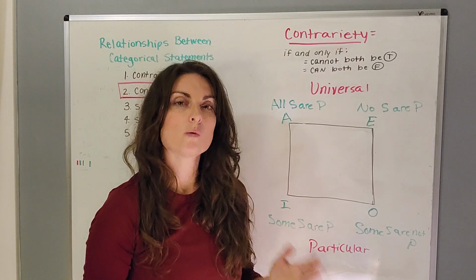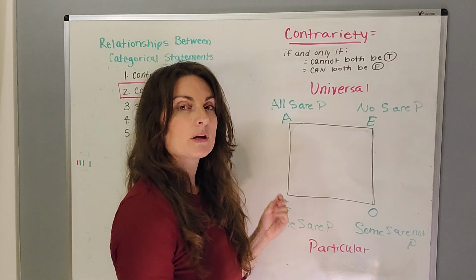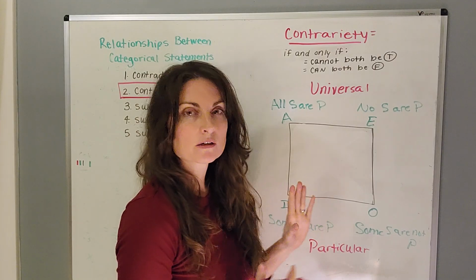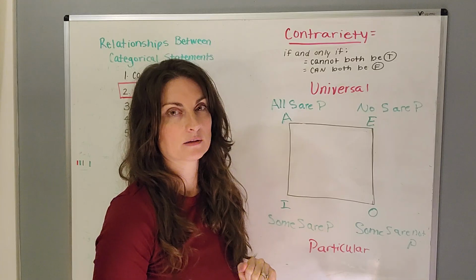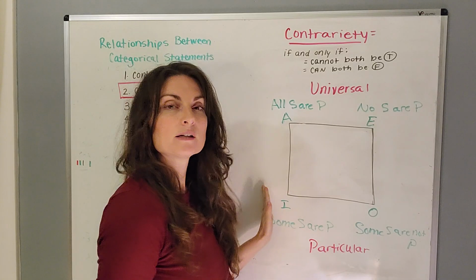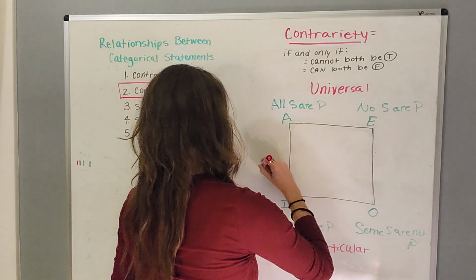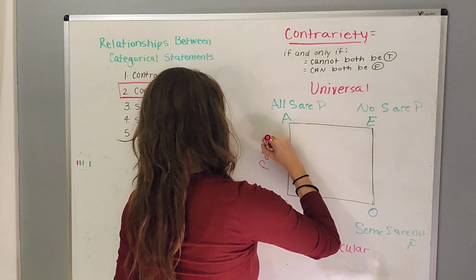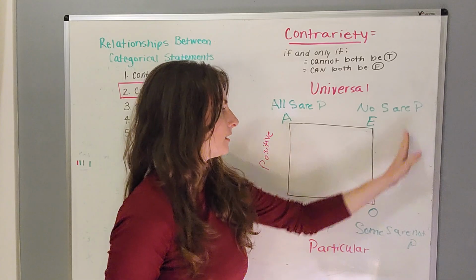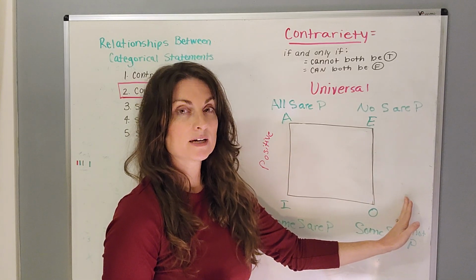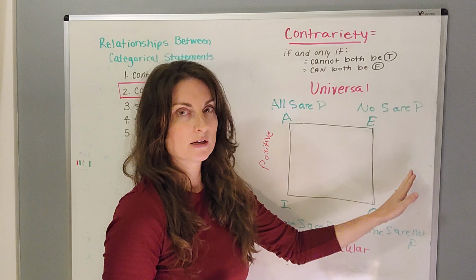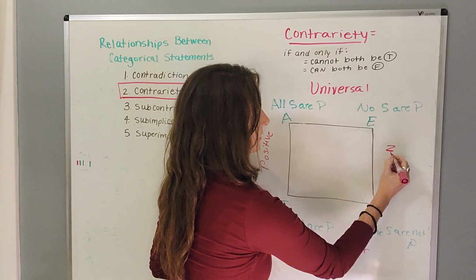Next, we're going to look at quality. Is something being affirmed about the subject or denied about the subject? On the left side, we have affirmation. So this is positive. Something is being affirmed about the subject. On the right side, we have denying. Something is being denied about the subject. So this is negative.